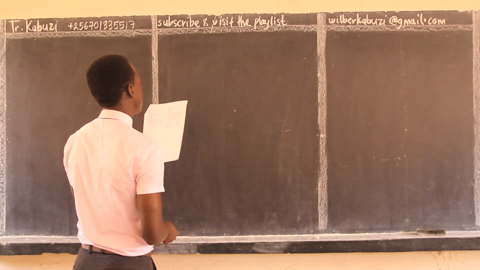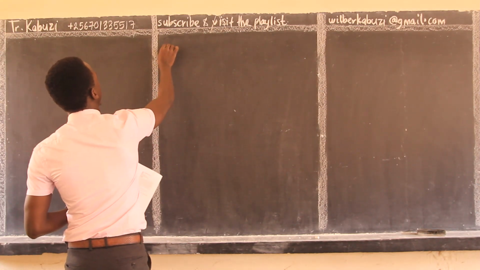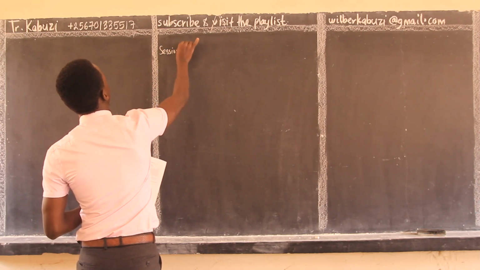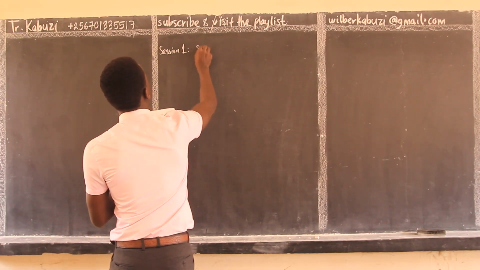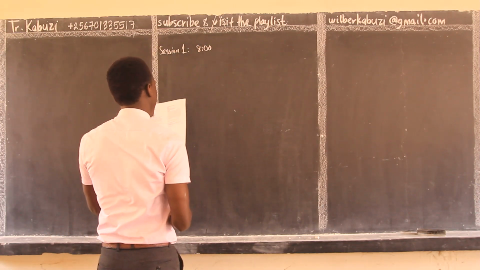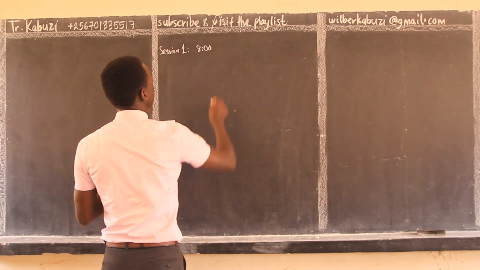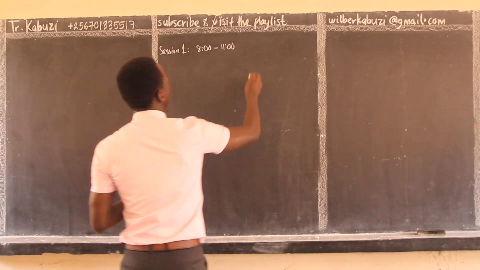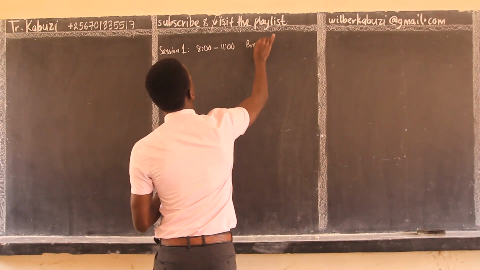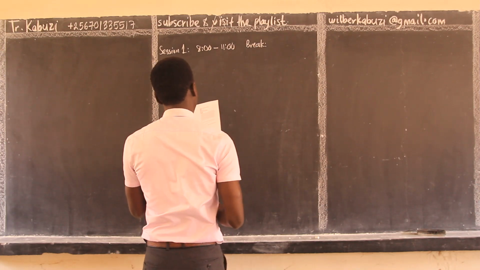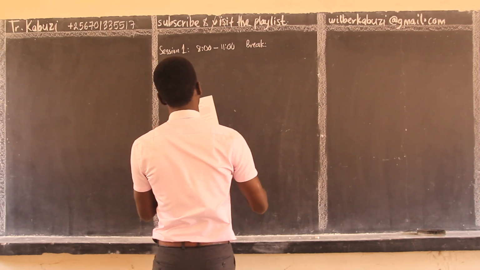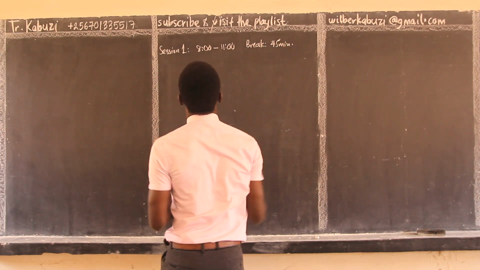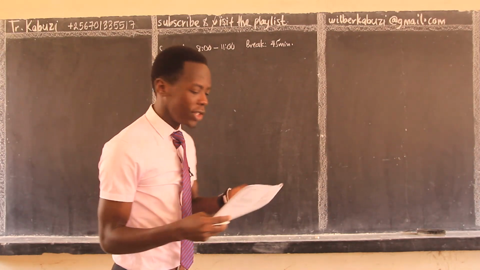They are telling us 5 sessions starting at 8 a.m. So session 1 is starting at 8 a.m. and then it's going to take 3 hours, so it will end at 11. Then there we have a break. A break of what? They are giving a break of 45 minutes. That's the break they are giving. I'm just summarizing the information from the question.